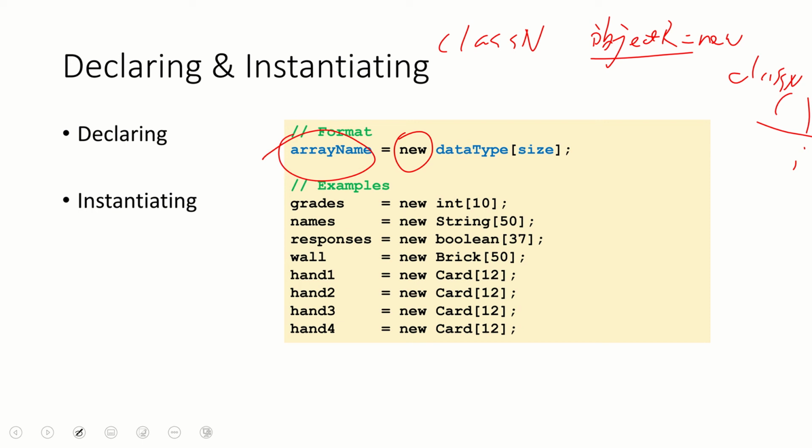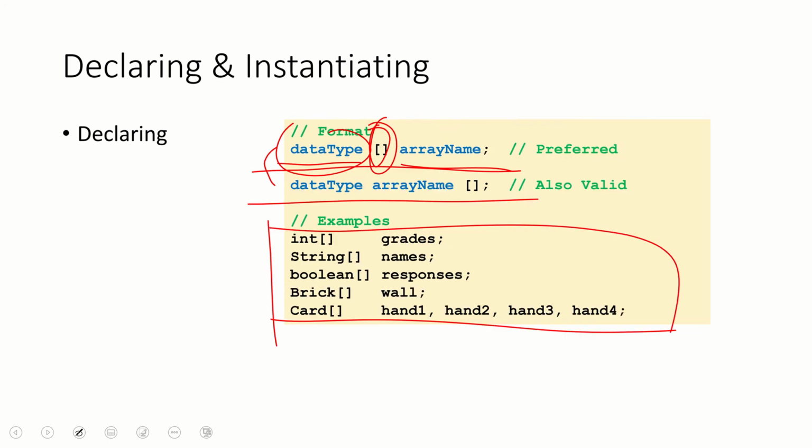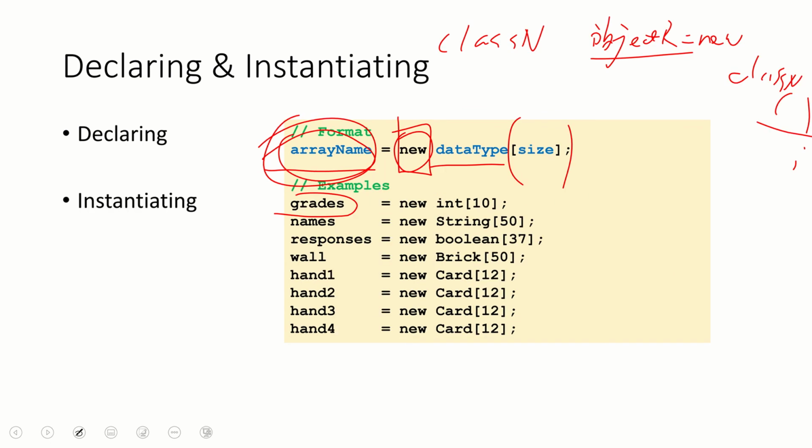So the array is very similar. As long as you declare this array name, you use new and the data type with the size. So you can see here, before we declare the array, it's a grid, right? So we create the object array with a size of 10. What is that supposed to mean? It means you can only store 10 int values.